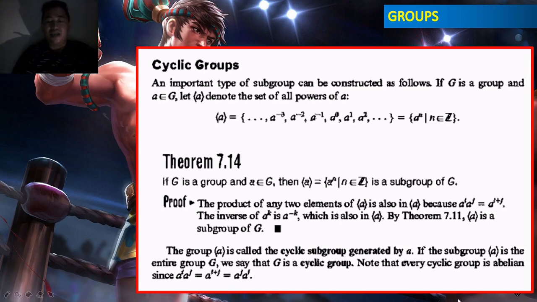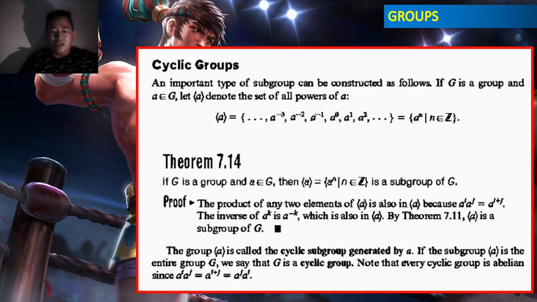So note that every cyclic group is abelian since A to the i times A to the j is equal to A to the i plus j, is equal to A to the power of j times A to the power of i. So the i and j are just switched on either side. So every cyclic group is abelian. All our cyclic groups are abelian.